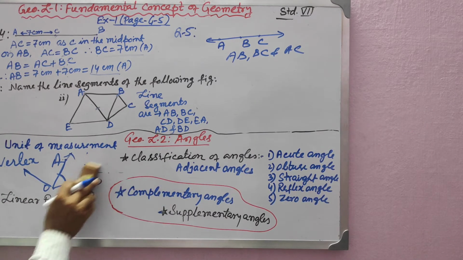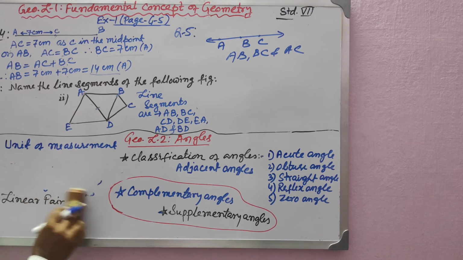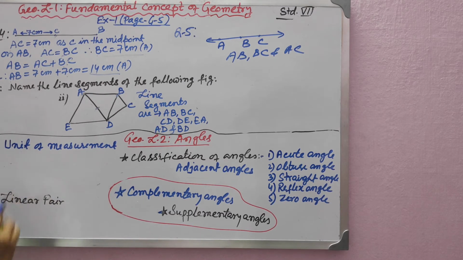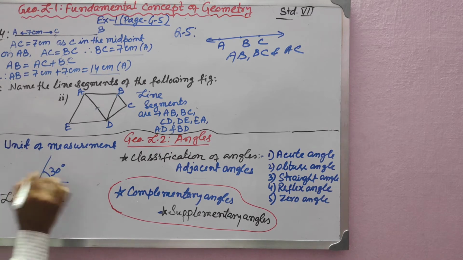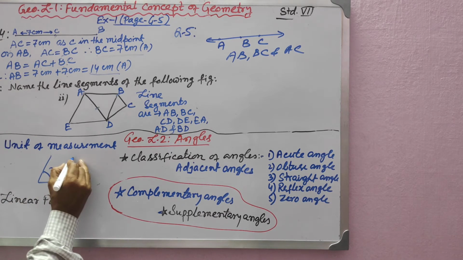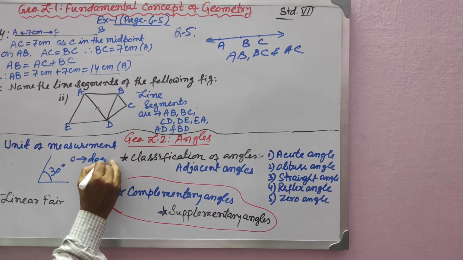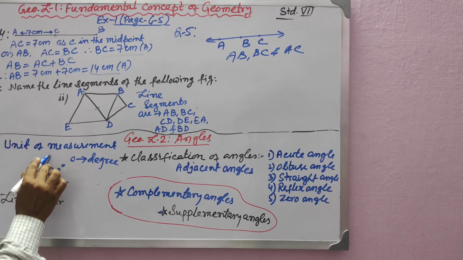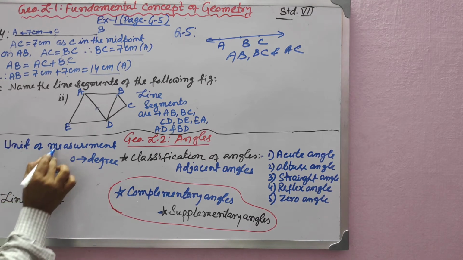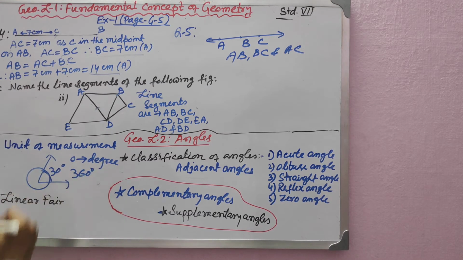So angle unit is degree. Degree is the angle unit. So what is the degree? See, only through the protector you can measure an angle, and once you measure this particular opening, suppose this is 30, on top we write down this symbol which is called degree. So the unit of measurement of angle is called degree. If this arm is completely rotating and coming to its original position, it will have 360 degree. Complete rotation is 360 degree.